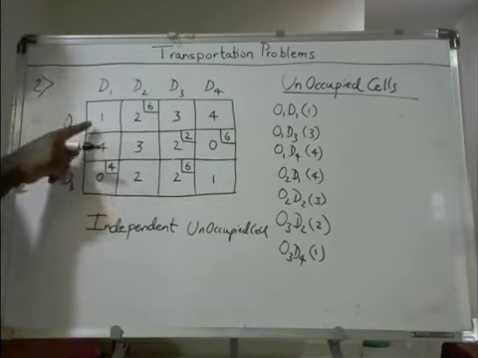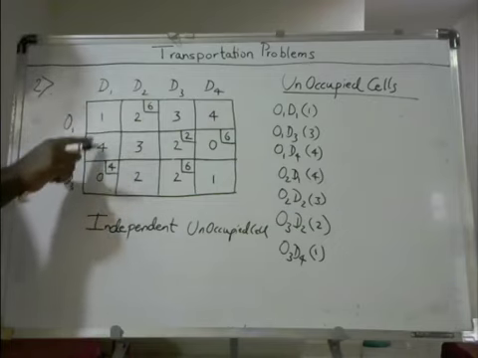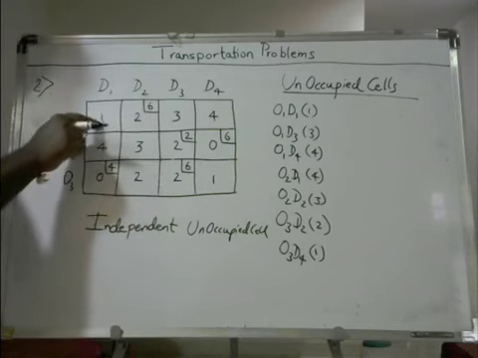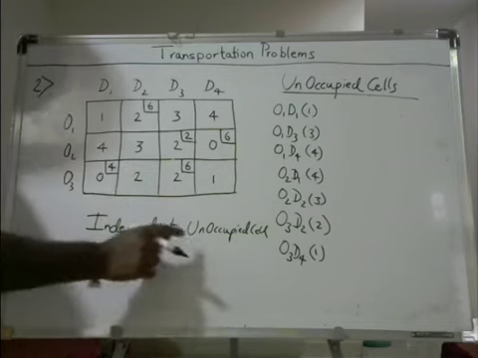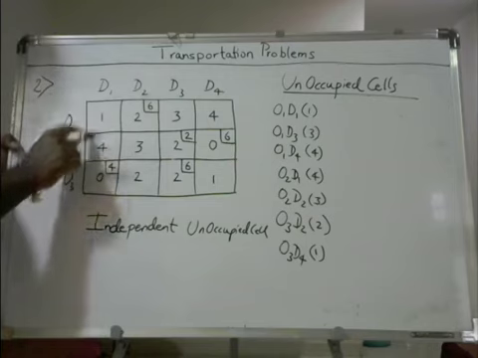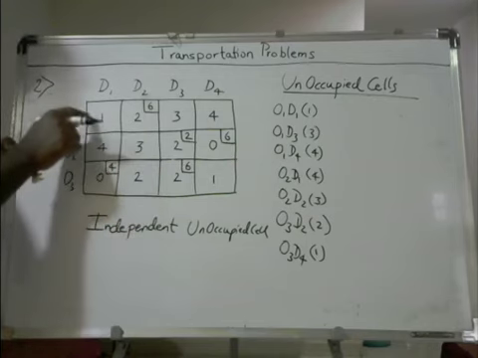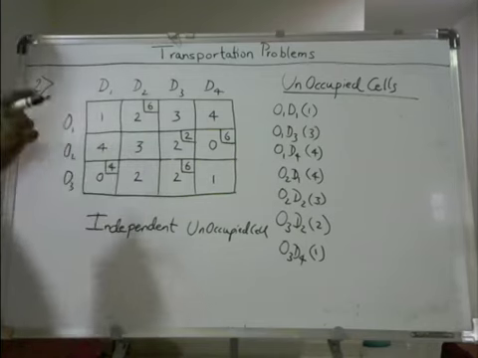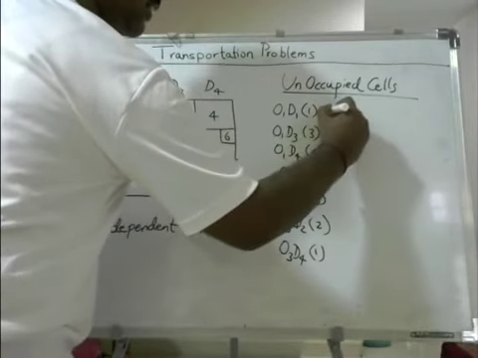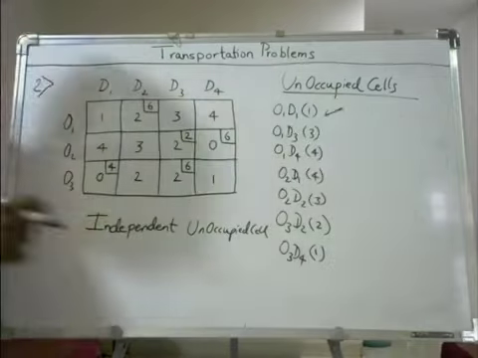If we are starting a loop this way or this way, but we are not able to come back to the original cell, then it is called an independent unoccupied cell. So in this case, this O1 D1 starts a loop, but it cannot end at O1 D1. That's why it is called an independent unoccupied cell. Let us tick this one. This is an independent unoccupied cell.